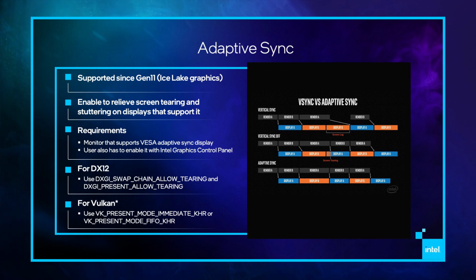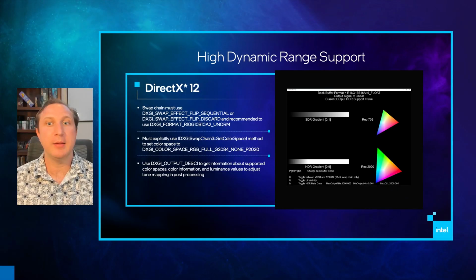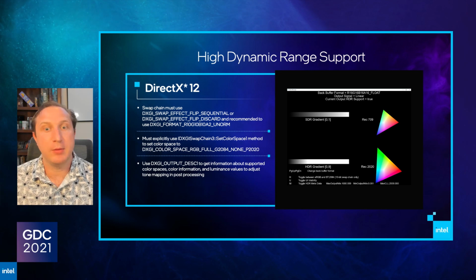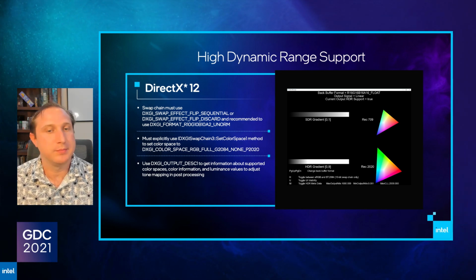Along with having a display that supports adaptive sync, the user has to enable it in the Intel graphics control panel. As game developers, you can enable this feature as part of the swap chain creation process. For DirectX 12, there are two flags you need to set: swap chain allow tearing and present allow tearing. For Vulkan, VK present mode immediate and VK present mode FIFO can be used in the swap chain creation process.